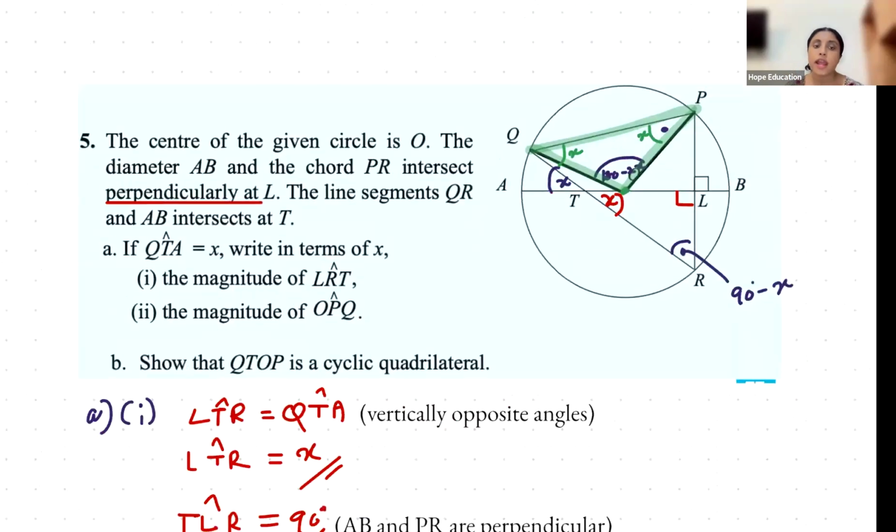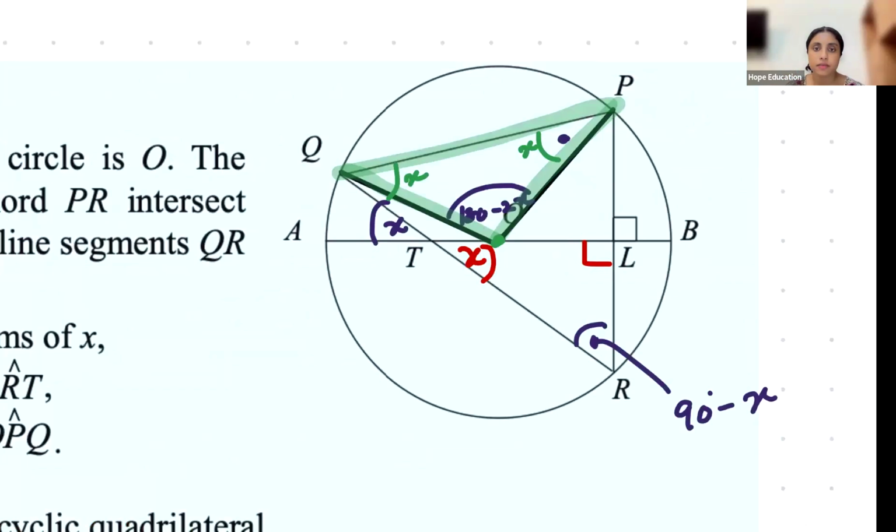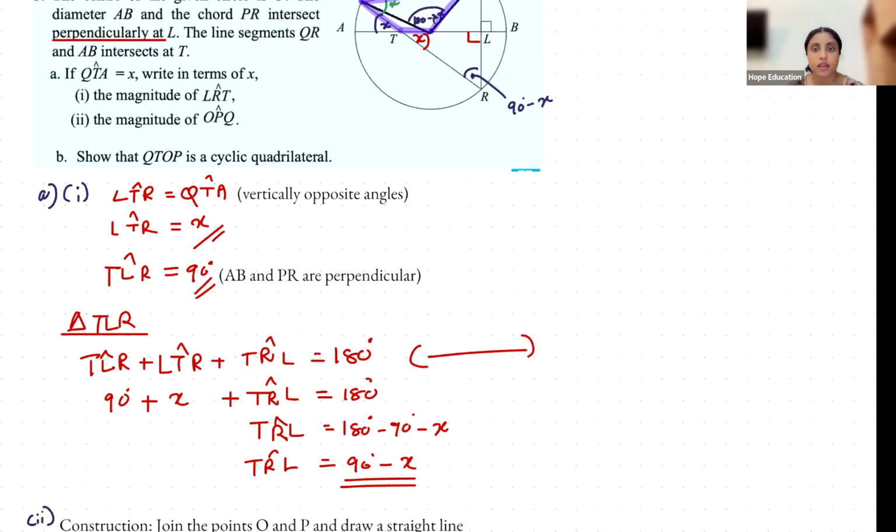Okay. Show that QTOP is a cyclic quadrilateral. I have drawn all over this, so I will erase it a bit. What is QTOP? QTOP means this quadrilateral, and I have to show that it is cyclic. That part I think I will do on this side. That is B.